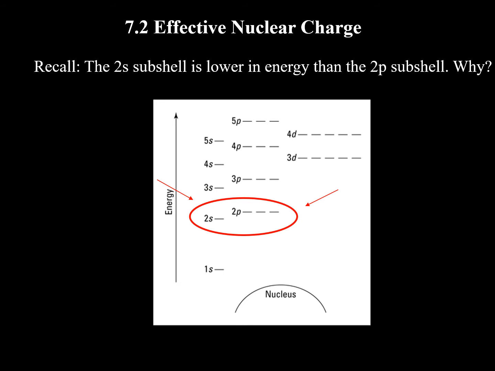So the 2s subshell is lower in energy. If you remember, we have 1s2, 2s2, 2p6, 3s2, 3p6. Again, this is an energy versus the distance away from the nucleus. So we know that the electrons fill up in the 1s first. That's why we have a 1s2. And the question is, why is this 2s lower in energy than the 2p?